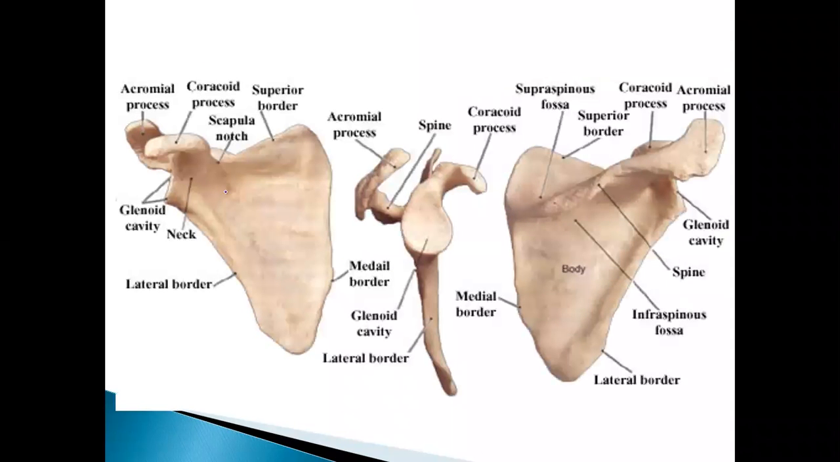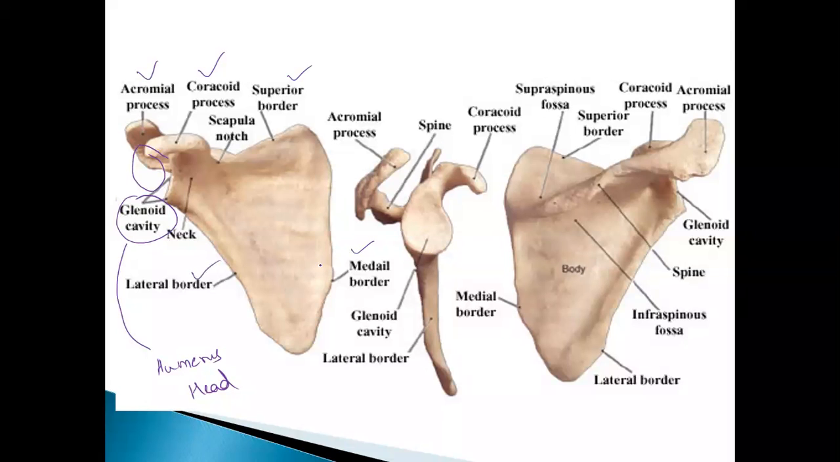So look at this. This cavity is very much important, that is called the glenoid cavity. Why do I call the glenoid cavity very important? Because the humerus head is going to fit here and will form the joint. There is a coracoid process and there is an acromion process, and in this the humerus head is going to fit. Superior border, then medial border, lateral border.